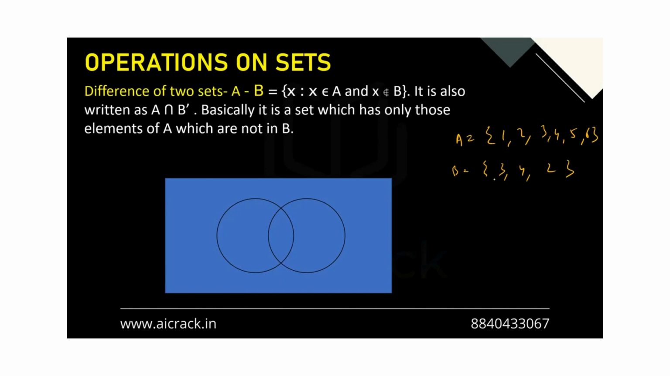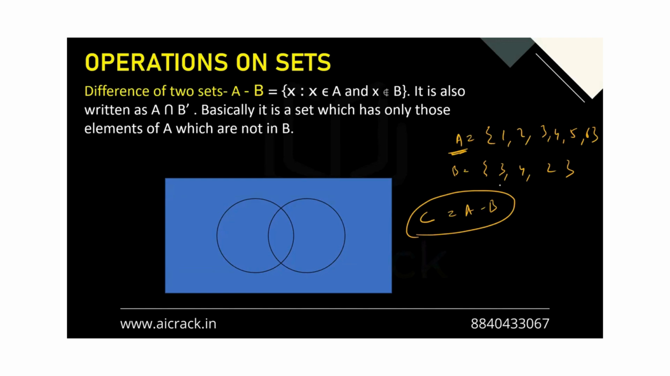Now, what do we mean by filtering mechanism over here? We have to retain all the elements of A which are not present in B. I'll repeat it once again. In this new set, that is A minus B, we have to retain all the elements of A which are not present in B. Basically, we have to filter out all the elements which are present in B.